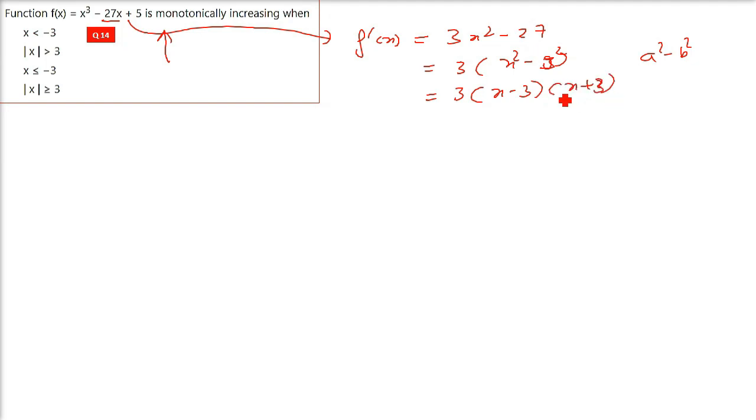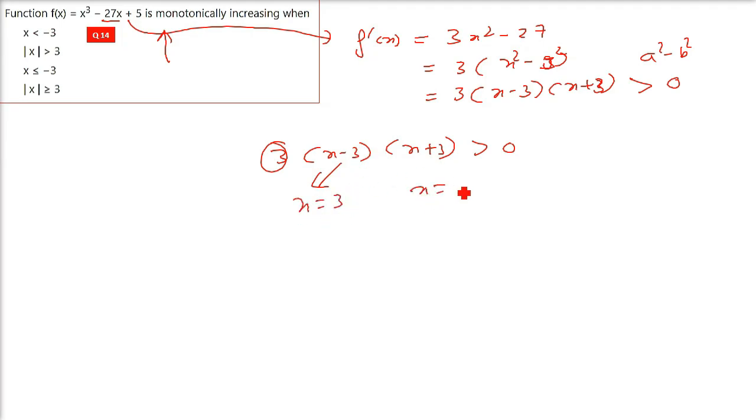Now this is monotonically increasing, so it is greater than 0. 3 into (x minus 3) into (x plus 3) is greater than 0. There is no point in discussing 3 because it is already positive. x minus 3 will be 0 when x equals 3. x plus 3 is 0 when x is equal to minus 3. So we are going to write 3 and minus 3. I've just written it negative 3, I'll just change it. Okay, there is a slight change I'll make.